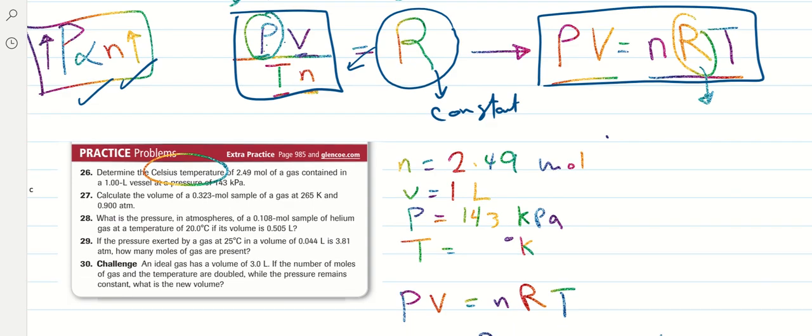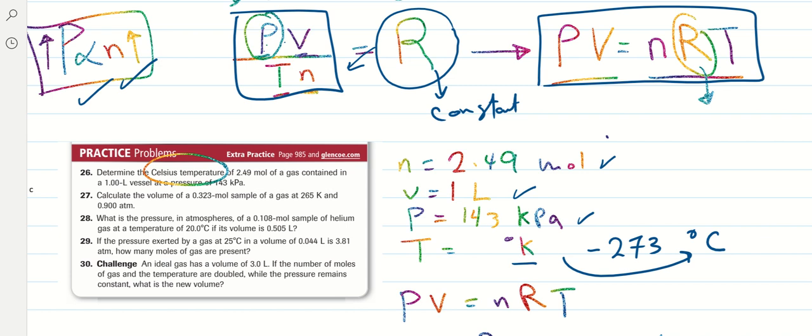Okay, let's start with question 26. Celsius temperature. Keep in mind that after you get the Kelvin degree, you have to convert to Celsius. How? Minus 273. Okay. It contains 1 liter, so that is the volume. Pressure 143 kilopascal, that is the pressure. And the number of moles is mentioned, which is 2.49 moles.